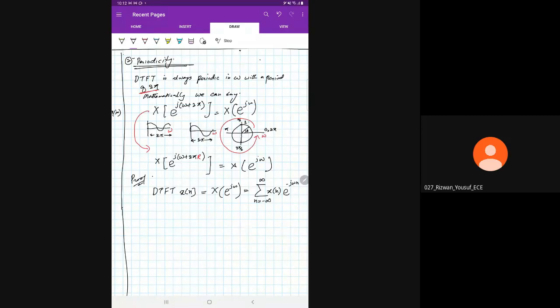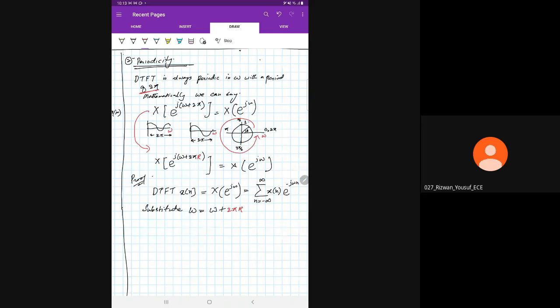Now see, we have omega here. If we substitute omega equal to omega plus 2 pi k, because it has a periodicity of 2 pi, and k means k is equal to 0, 1, 2, 3, it means at 1 pi, 2 pi, 3 pi, 4 pi, the periodicity will be maintained.